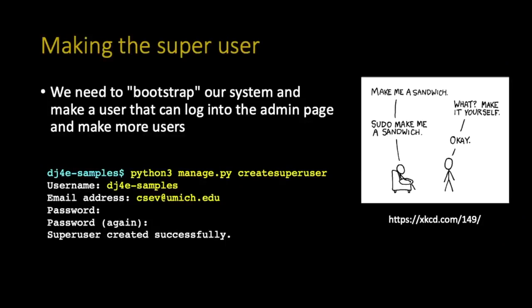Now there's a great XKCD cartoon for so many things. This is, one guy says, make me a sandwich, and the other one says, what? Make it yourself? And then says, sudo, make me a sandwich. And the other person says, okay. So what sudo means is it's a Linux command to switch to the superuser and do a command. So if you don't have permissions to do a command, you can say sudo and then the command. And so that's what this xkcd is about. So that's what we call a superuser. That's the user that has all permissions, doesn't need to get any special permissions.